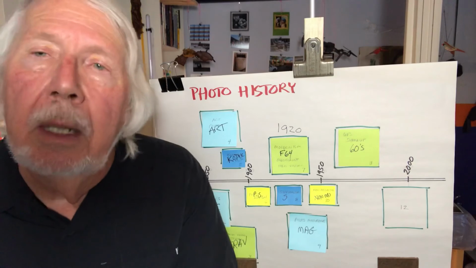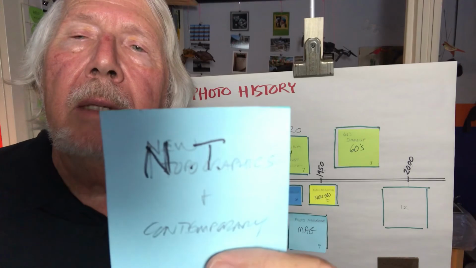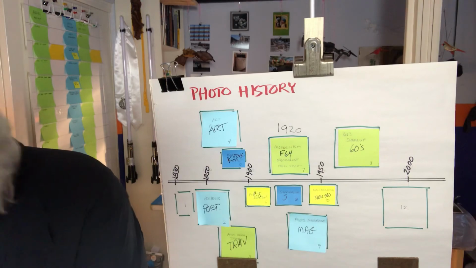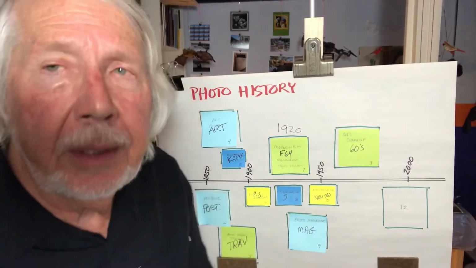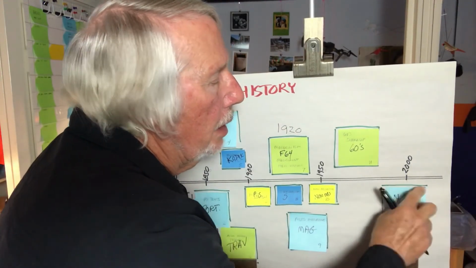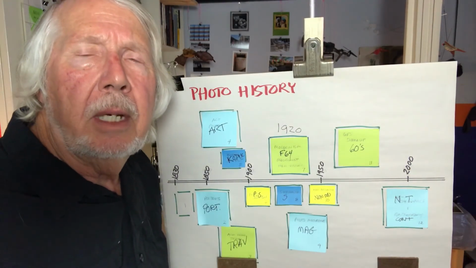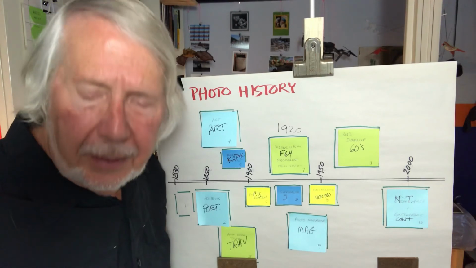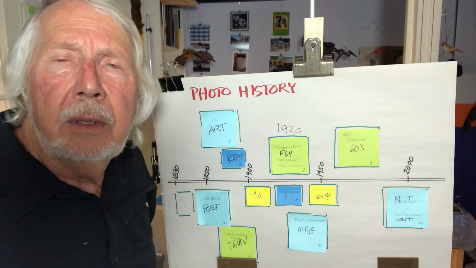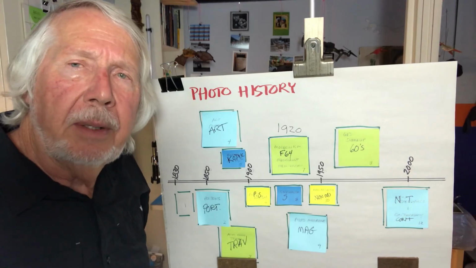So the last one I've got here, I'm going to put an NT on it, but that stands for New Topographics, NT, but I've also put down contemporary. Art historians and photo historians really can't classify the movements of the last 50 years. They're too new, they're too fresh. People are testing things out. They don't know who's going to emerge as a keeper and who's going to sift down through the sands of time and kind of disappear.